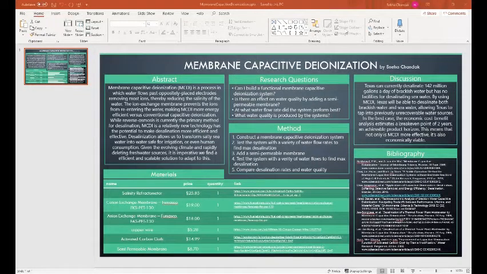Membrane capacitive deionization is important because it could change the entire game of desalination. It has the potential of making desalination more efficient and economically viable. It's important to test this so that we can see whether it can be implemented in large systems to help desalinate seawater and other water that's necessary, and brackish water and other water that has ions.